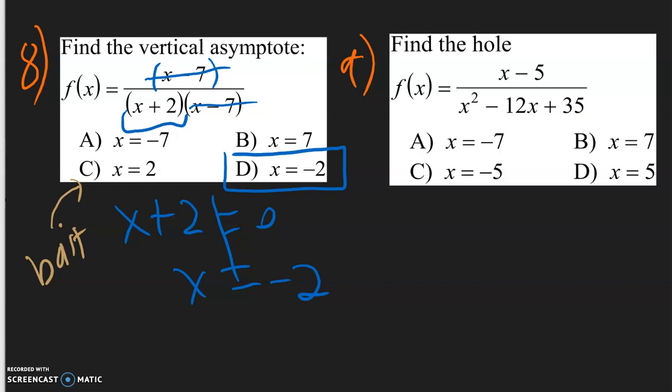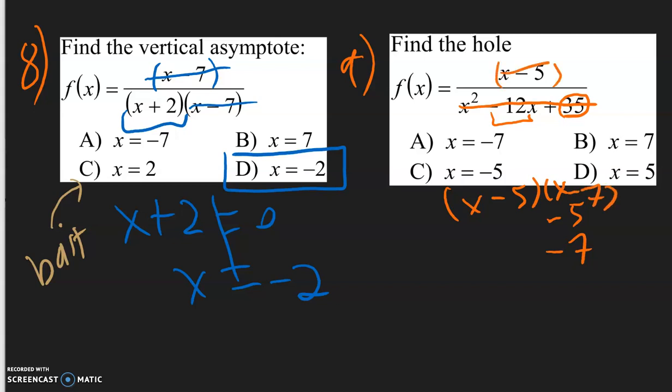For number 9, what you need to do first is you need to factor your denominator. So to factor this, what times what is 35? We can do 5 times 7. So 7 needs to be negative because it's a bigger number and we're trying to get -12, and 5 also needs to be negative. So -7 minus 5 is -12. So that means the bottom can now be factored as x minus 5 and x minus 7.